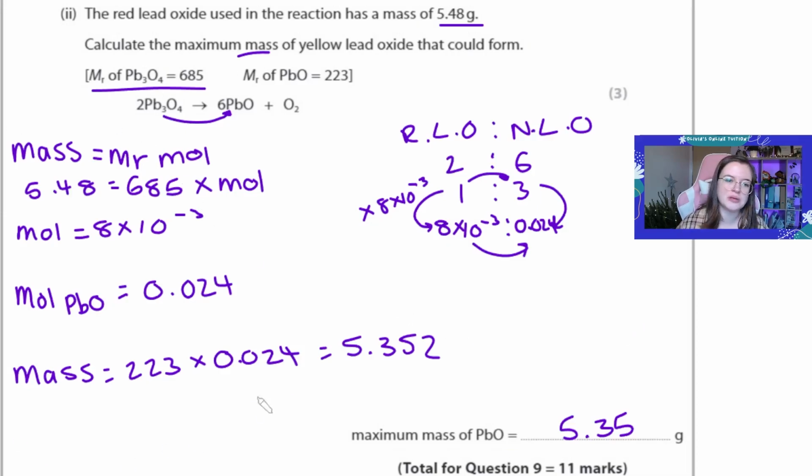So yeah, don't be daunted by these questions. They're literally always the same. Don't worry about them. Just write mass, Mr, mole, find your moles, deal with the ratio stuff, classic maths ratio problem, and then go from there. Anyway, on to the last question, question 10. I think it's the last question. I guess we'll see. See you then.